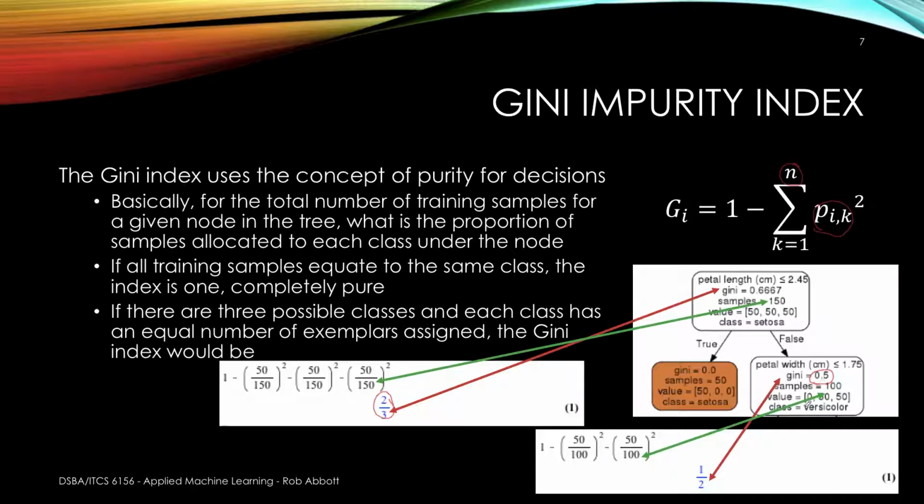Now, when I split and go to the next node, I'm hopeful that this Gini impurity will continue to go down at each future decision point. So this is the Gini impurity that we use for decision trees.